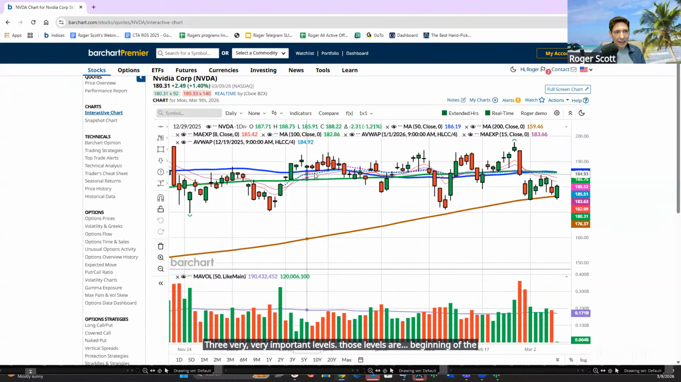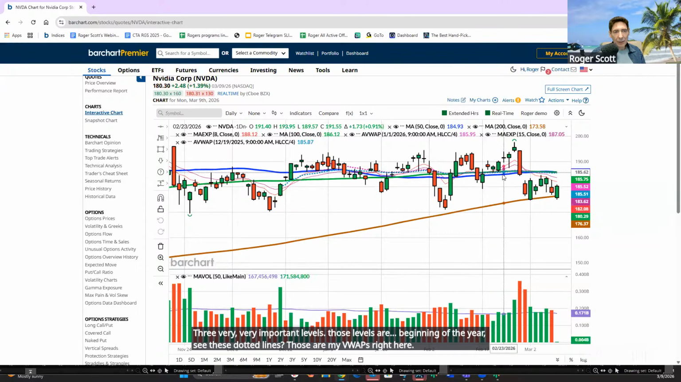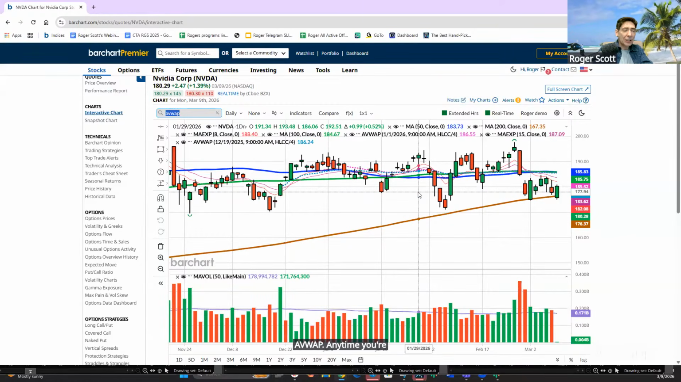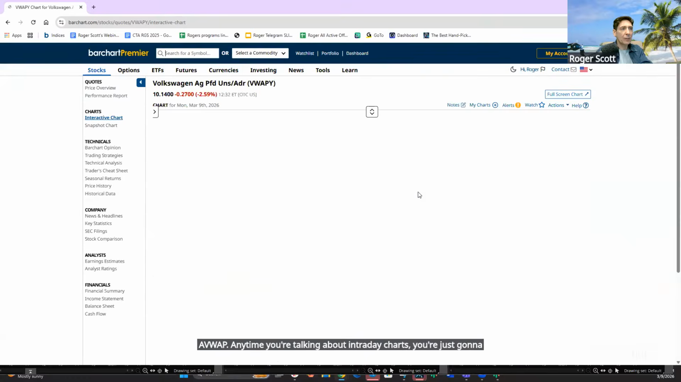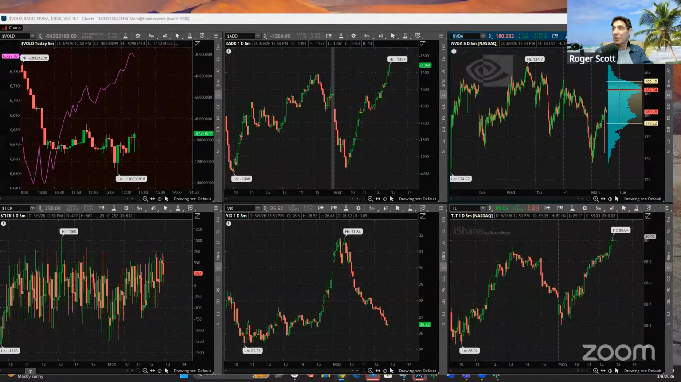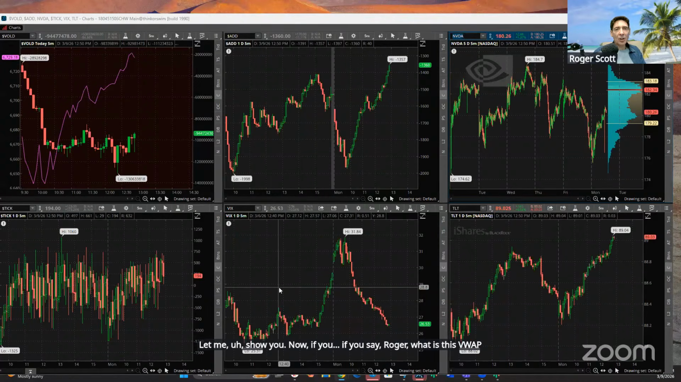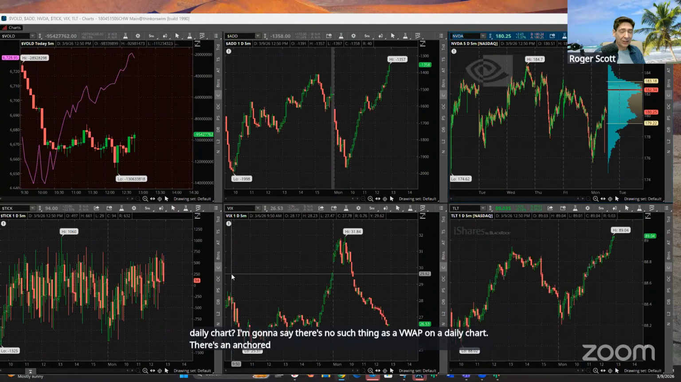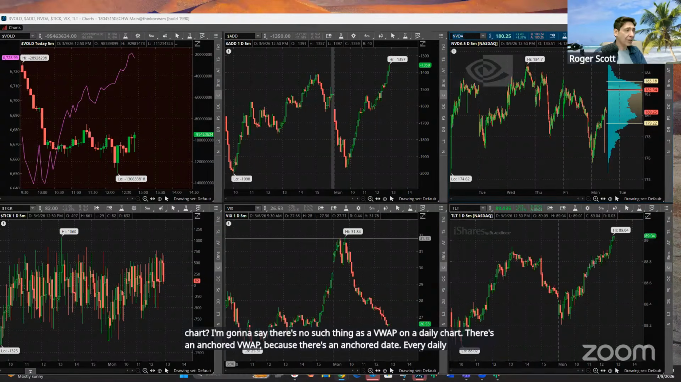See these dotted lines? Those are my VWAPs right here, my anchored VWAPs. Now, if you guys want to be nice, anytime you're talking about daily charts, you're going to call it AVWAP. Anytime you're talking about intraday charts, you're just going to call it the VWAP. Now, if you say, Roger, what is this VWAP on a daily chart? I'm going to say there's no such thing as a VWAP on a daily chart. There's an anchored VWAP because there's an anchored date. Every daily chart has an anchored date.